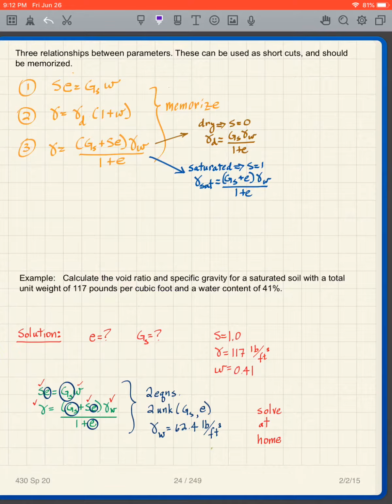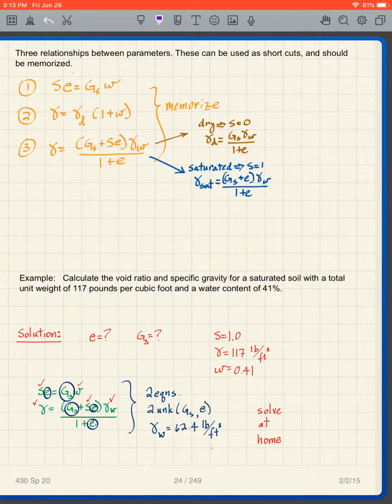So it's a good idea for these problems, just write out. It says, and specific gravity, G sub S equals question mark. So those are what we want to find. Then we take them one step at a time. Soil is saturated. What does that tell me? S equals 1.0. Total unit weight of 117 pounds per cubic foot. What does that mean? Total unit weight is gamma, 117 pounds per cubic foot. Water content of 41%. Small w is equal to 0.41.